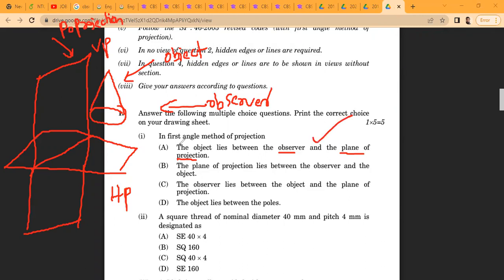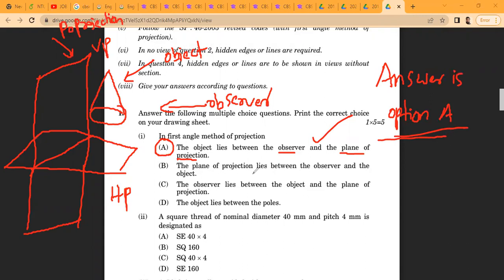So the answer is option A. I hope it's clear. So what is the second option?